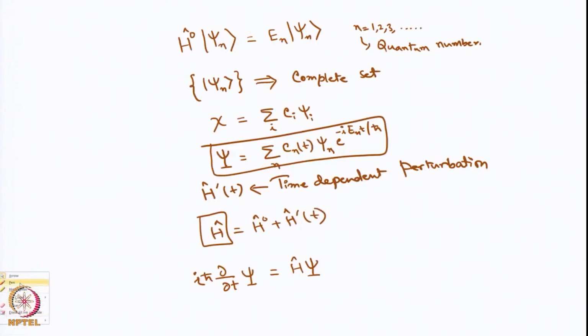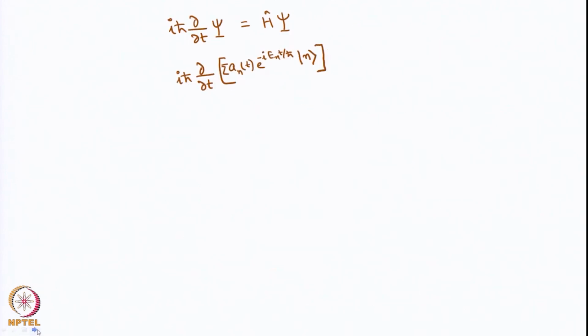So I have just used this form, equals to H, which is nothing but H naught plus H prime of t, this acting on sigma over n a_n(t) e to the power of minus i E_n t by h bar psi_n.